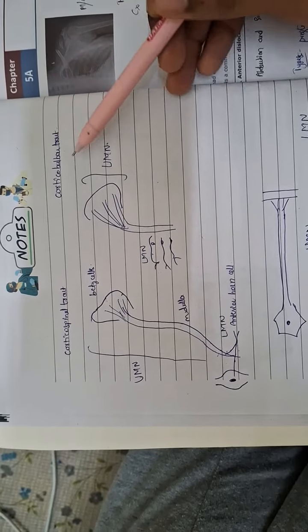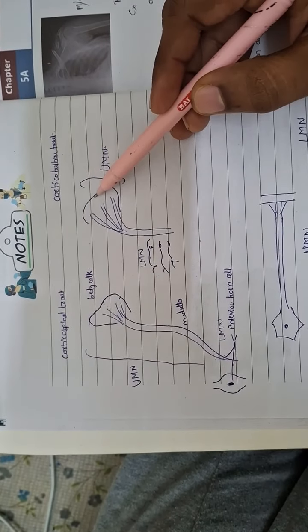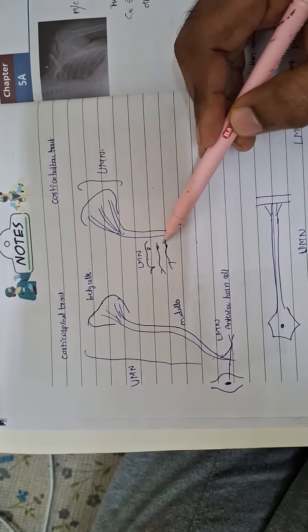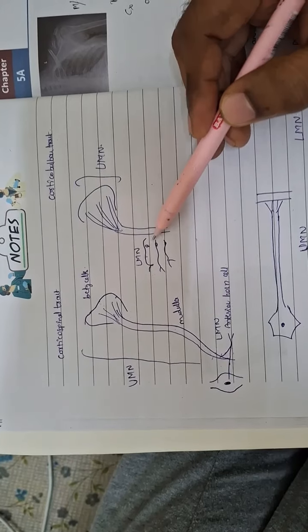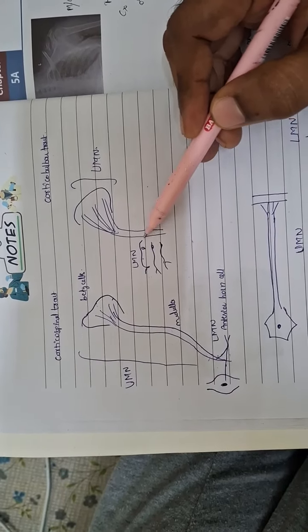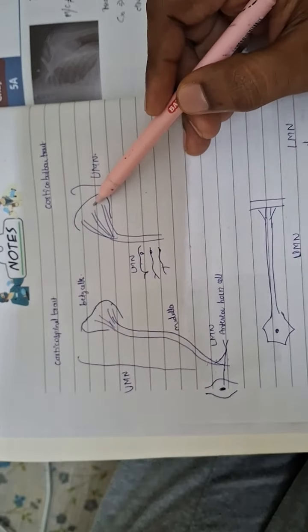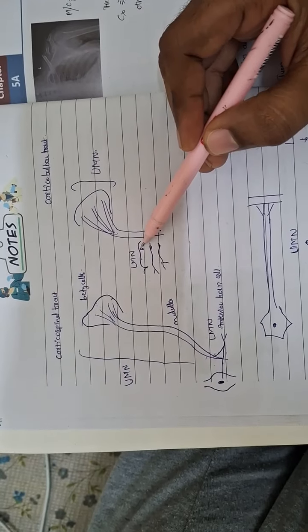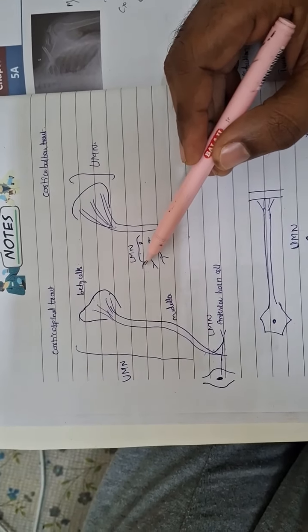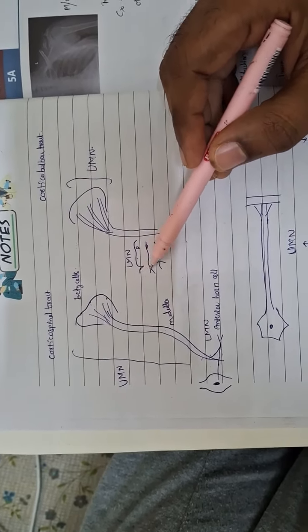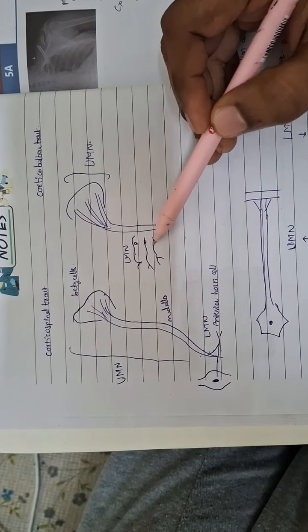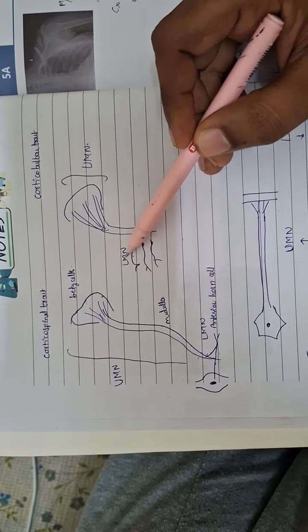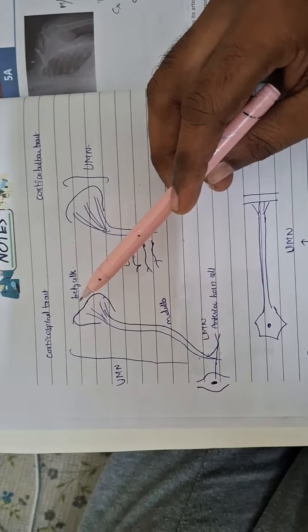Corticobulbar tract. The corticobulbar tract arises from the cortex and innervates the cranial nuclei. Up to the cranial nuclei is known as upper motor neurons. From the cranial nuclei, the nerve arises and it supplies the muscles. These are known as lower motor neurons. Okay, these are the upper motor neurons and lower motor neurons.